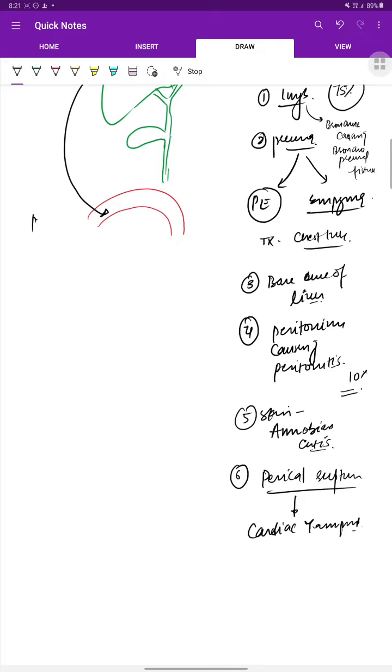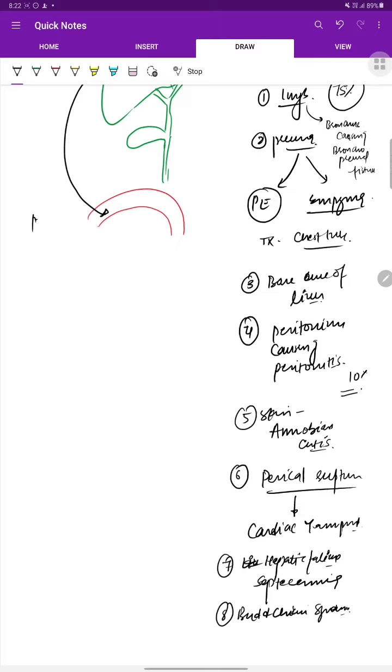It can also lead to septicemia. If it ruptures, it leads to septicemia, liver failure, and cirrhosis of the liver. It can cause hepatic encephalopathy. It can also lead to Budd-Chiari syndrome. So hepatic failure, septicemia, and Budd-Chiari syndrome.